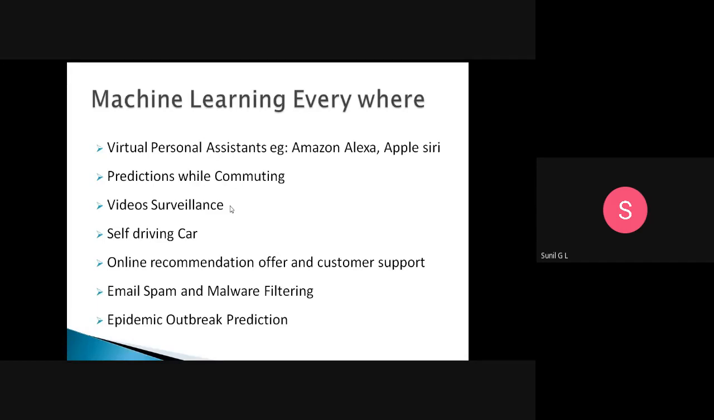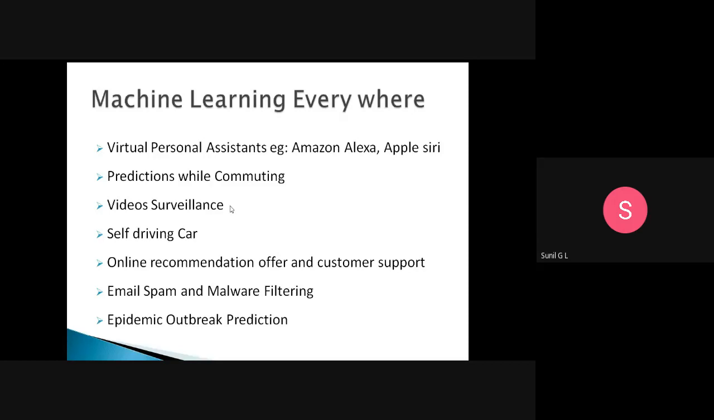Then self-driving cars. In a self-driving car, an automatic driving car, there is no driver at all. How will the car drive? Based on previous experience. Nowadays in the metro too, a driverless metro works based on machine learning, from previous data.